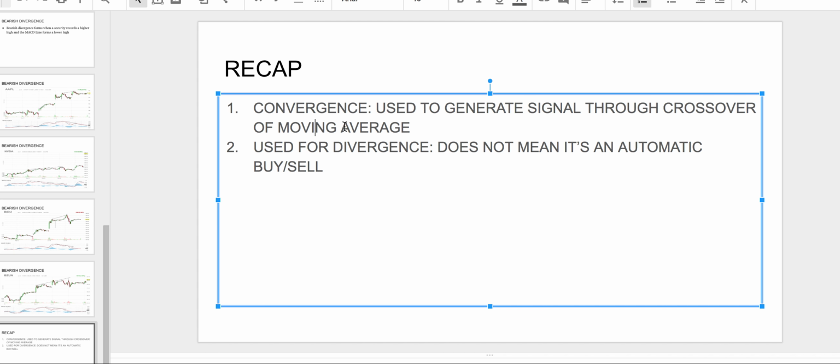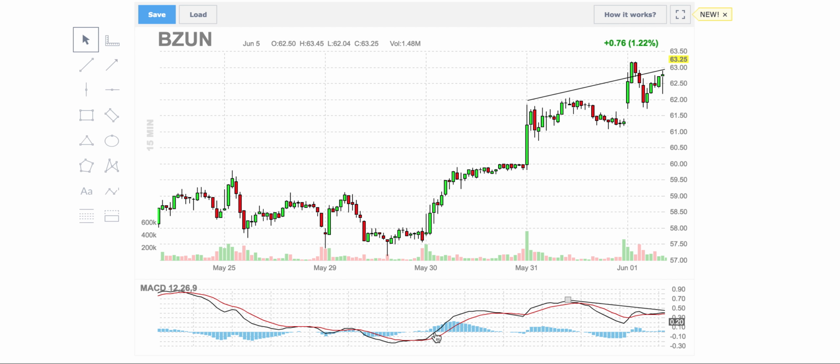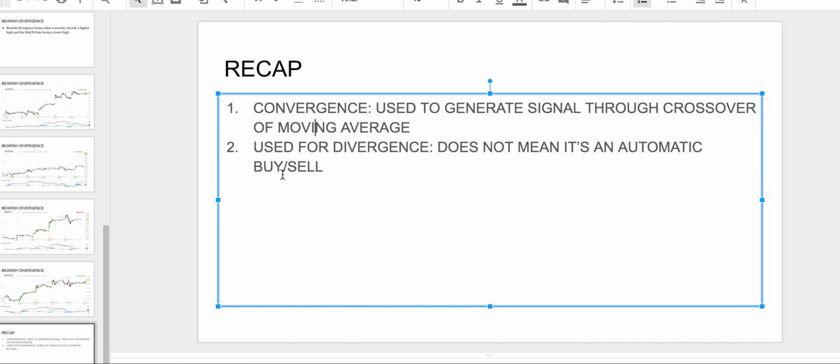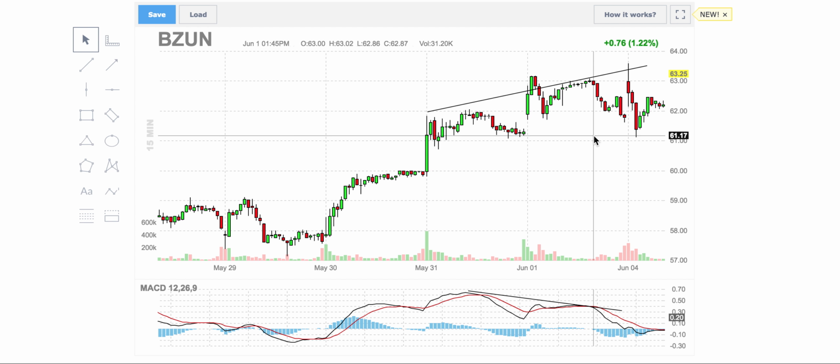If there's a crossover to the upside, the faster line, the 12-day moving average, crossing the 26-day moving average, you want to be looking on the long side. In other words, if you're looking for shorts, you want the 12 crossing under the 26. And the other one is divergence, which is not an automatic buy or sell. What you really want is the price to come into areas of support or resistance and find divergence there, and then take a position based on your risk parameters.